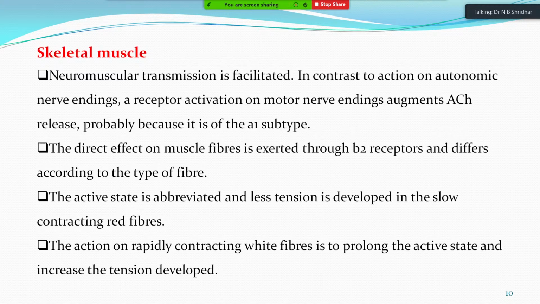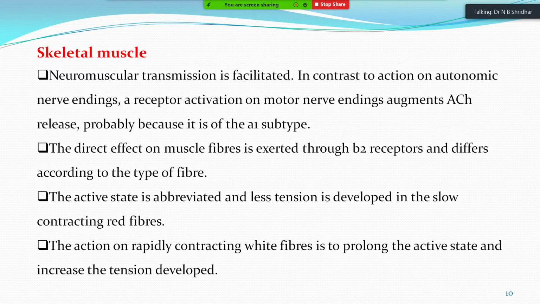Usually in the skeletal muscles, neurohumoral transmission is facilitated. In contrast to the action at autonomic nerve endings, receptor activation on motor nerve endings augments acetylcholine release, probably because of the alpha 1 subtype. The subtype of receptor especially present on the skeletal muscle is the alpha 1 type, and it is going to increase the release of acetylcholine.